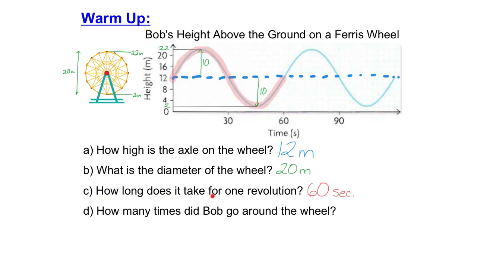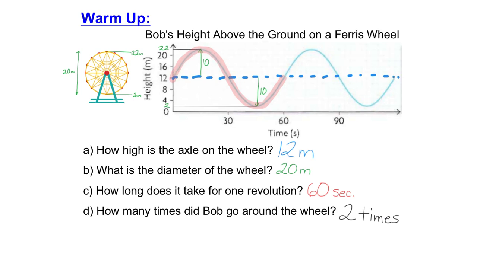And how long does it take for one revolution? Well, one revolution is one cycle on the graph. So if we look at one cycle from the beginning to the end of it, before the pattern starts repeating again, that takes 60 seconds. From 0 to 60 seconds is 60 seconds for one revolution. And if we look at the graph, there are 2 complete cycles, so that means Bob went 2 times around the Ferris wheel.